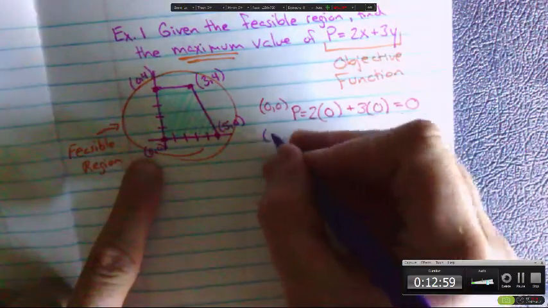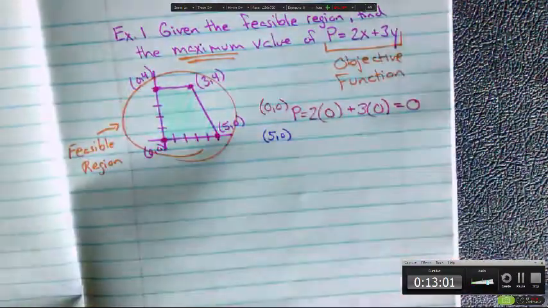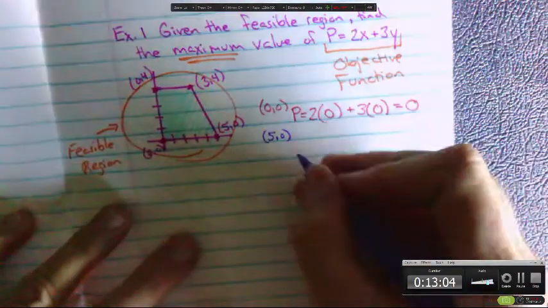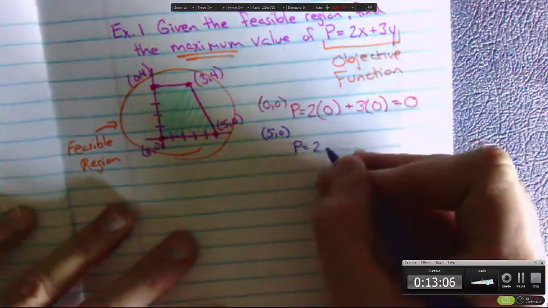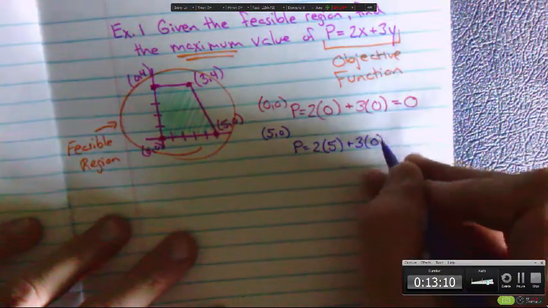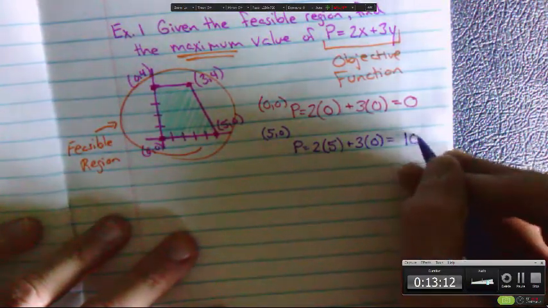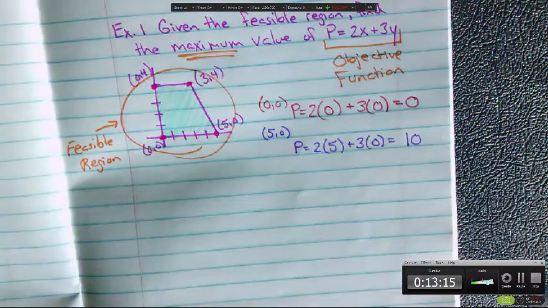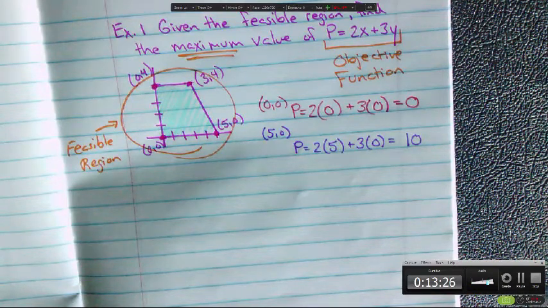Now we're going to go to the next vertex, 5, 0. Doesn't matter the order. You can go to another one. P equals 2 times, what do we put in for x? 5. And 3 times 0. 2 times 5 is 10. 3 times 0 is 0. 10 plus 0 makes 10. So of these 2 values, which one is our optimal answer? The 10, right? So the ordered pair 5, 0 is the optimal value so far.